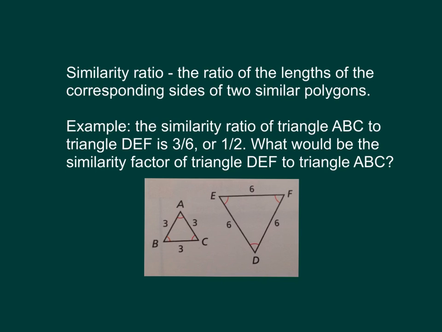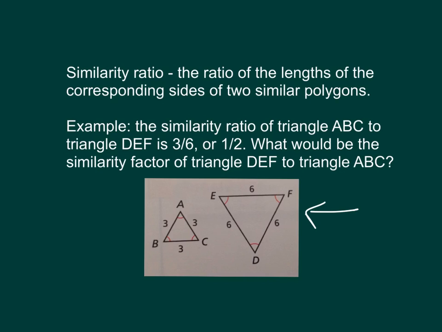All right, the last thing we're going to look at is something called the similarity ratio, which is the ratio of the lengths of the corresponding sides of two similar polygons. So in just a little bit, as we get into our lesson tomorrow, we're going to be calling this a scale factor. That's what we're going to be doing on the graph. So our similarity ratio tells us pretty much what we're doing to one triangle or shape to get to the other one. Did you make it bigger, smaller, and by how much? So for example, let's look at these two triangles. The similarity ratio of triangle ABC to triangle DEF is 3 over 6, or 1/2.